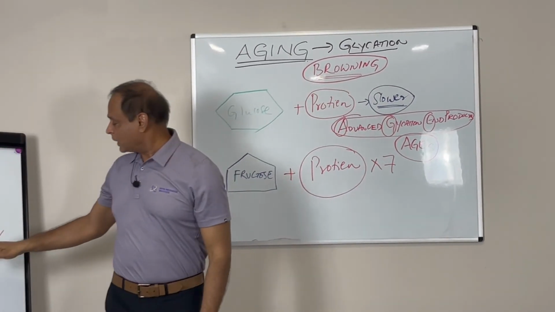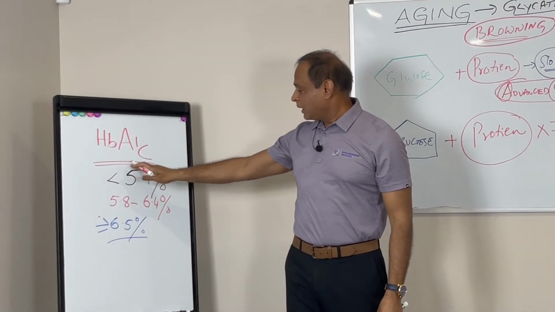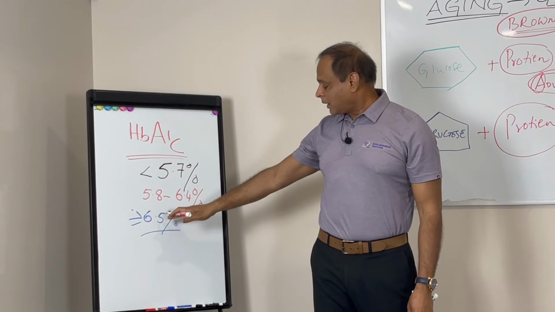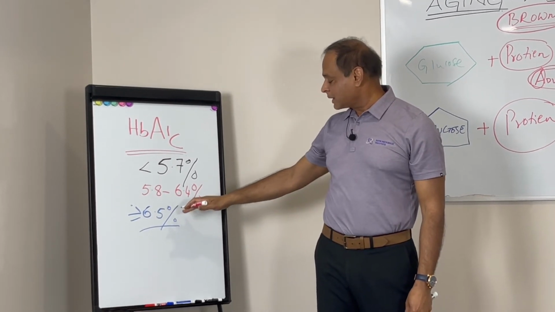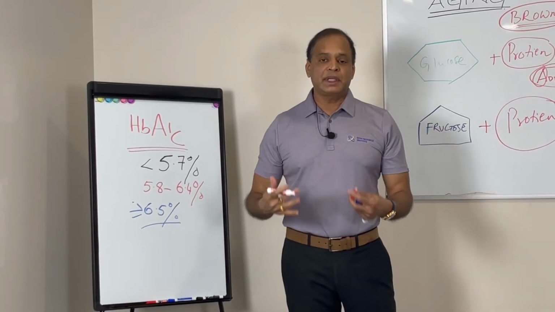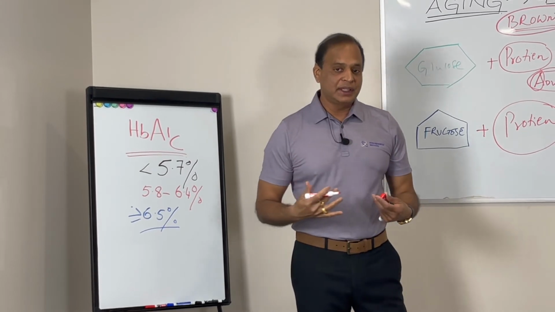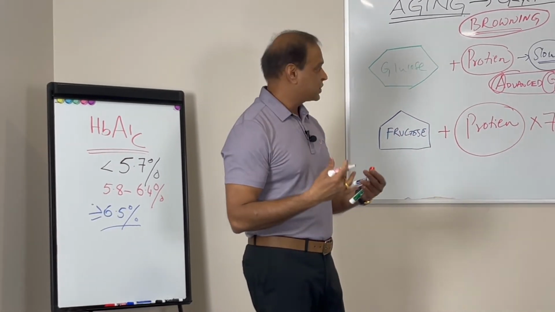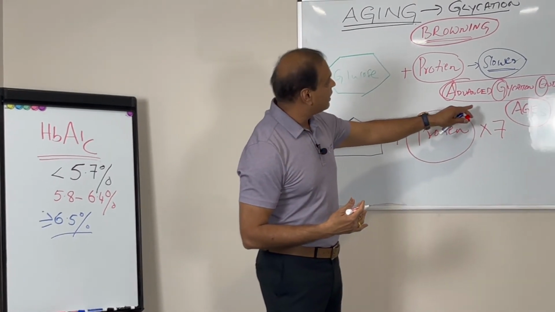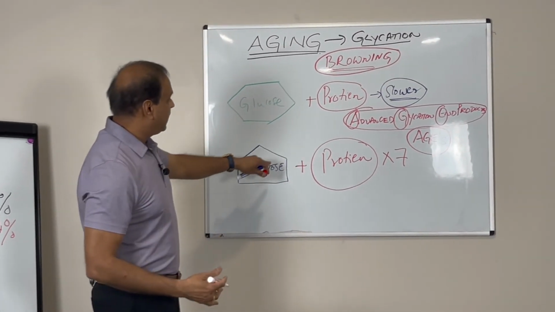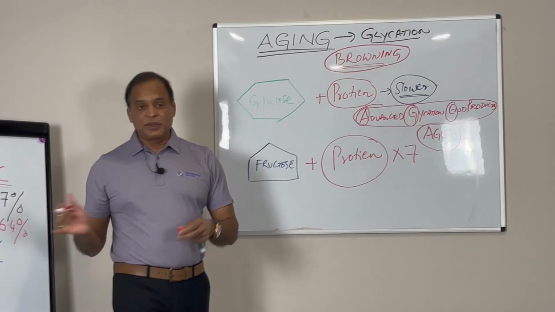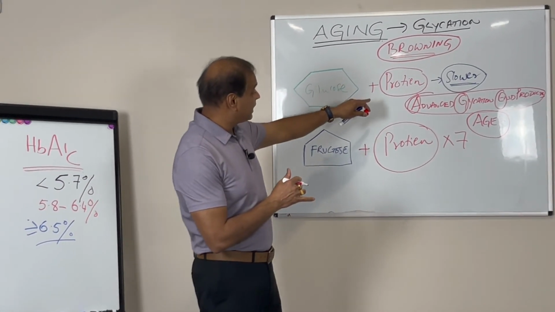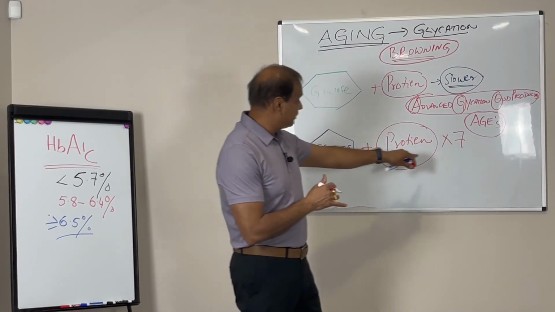So instead of just looking at hemoglobin A1C as a control of your sugar, look at it and understand how quickly our proteins are getting damaged and we are aging, causing all the aging processes to go much faster. So that's the importance of glycation, and I wanted to bring this concept of fructose being different from glucose and how that combines with protein about 7 times faster.